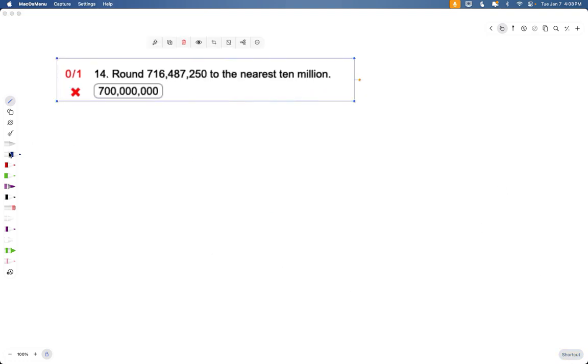And last but not least, we have this problem. Round 716,487,250 to the nearest 10 million. So you got to remember the pattern. We have ones, we have tens, and then we have hundreds in every grouping. So it's hundreds, tens, ones, and then a comma. Hundreds, tens, ones, and then a comma. Hundreds, tens, ones, and then a comma.